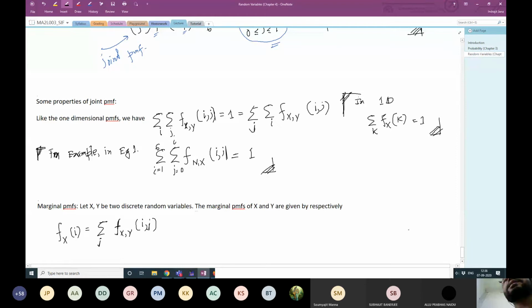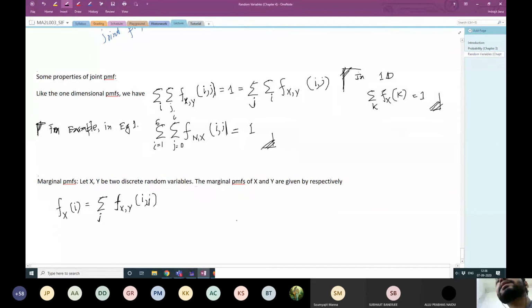And similarly, the marginal probability mass function of Y, f_Y(j), is going to be the summation of f_XY(i, j), the sum of the joint probability mass function across the other index, which is i.